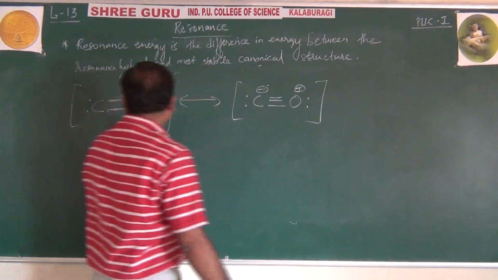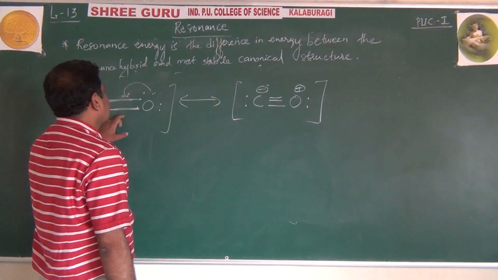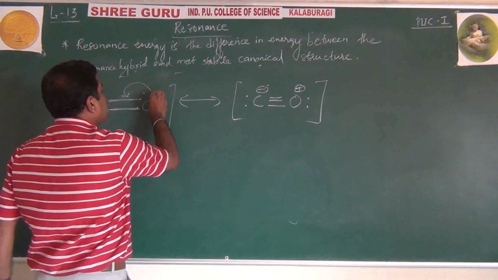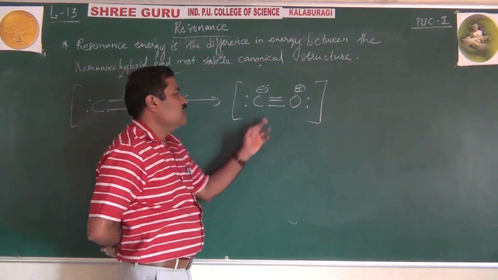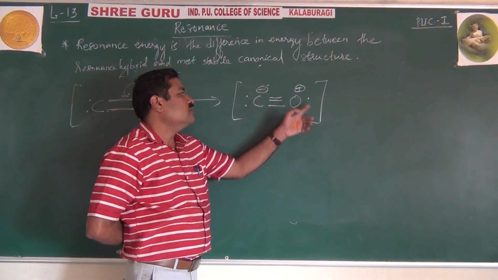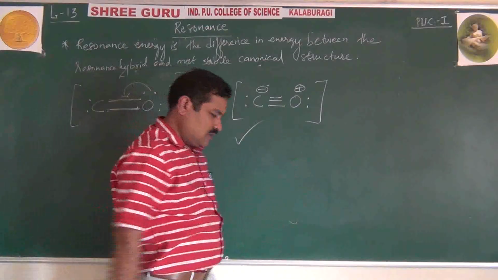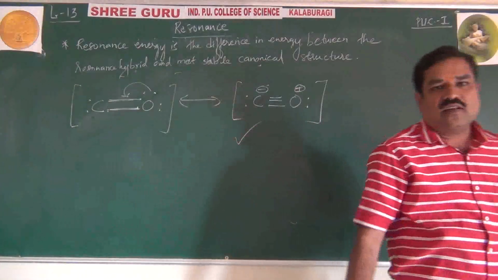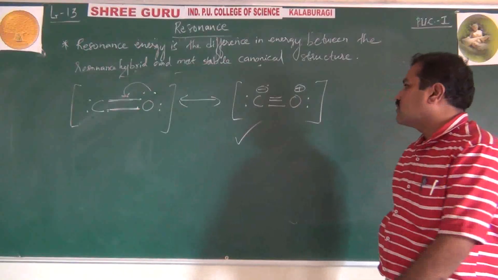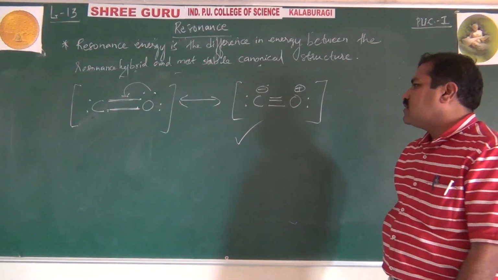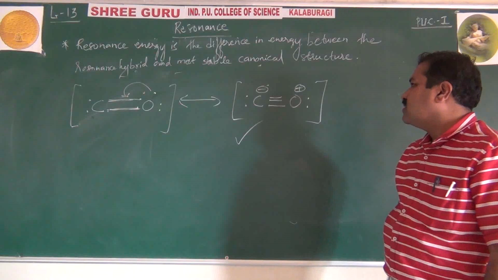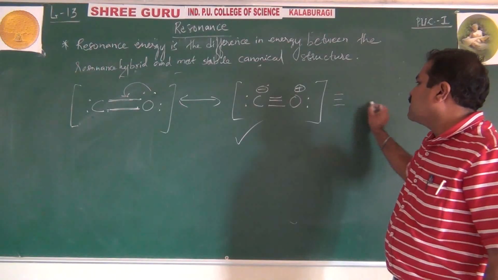See, here it is 2, 4, 6. Carbon had 6, but the oxygen has an octet. The most stable structure for carbon monoxide is this one: 2, 4, 6 and 2, 4, 6, and both have an octet. This is the most stable Lewis dot formula for carbon monoxide. So that's about the resonance hybrid we can write here.